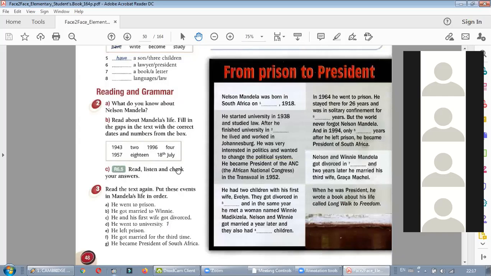Read, listen, and check your answers. All right, I want you to read first. This is a very short story about Nelson Mandela. Usually this kind of information we call a biography. You know the word biography? What does it mean when we say this is a biography?